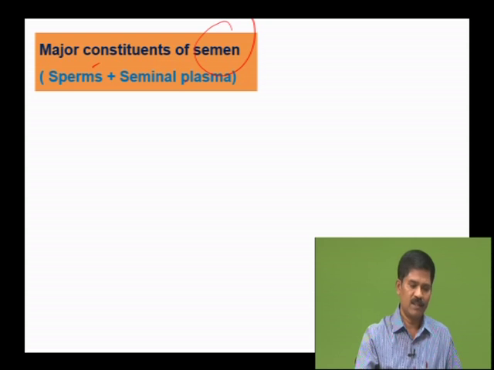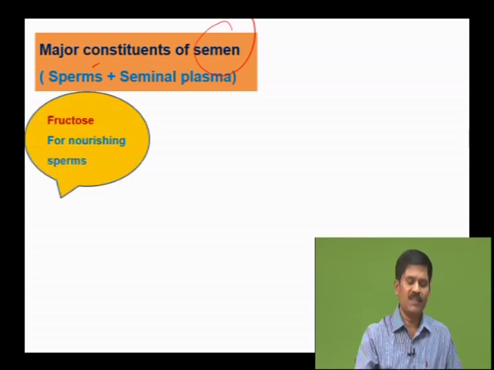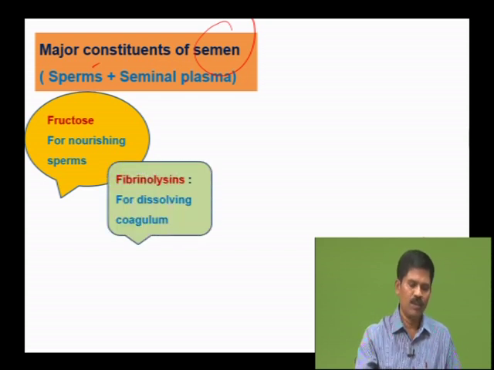What is the composition of the seminal plasma or semen? Semen is rich in fructose for nourishing sperms. It is rich in fibrinogen, a clotting factor for forming coagulum inside the vagina. We know that when sperms are released into the vagina, the semen clots. This is known as coagulum. Formation of coagulum requires this fibrinogen. After some time, the coagulum dissolves with the help of an enzyme called fibrinolysin. So fibrinolysins help in dissolving the coagulum present inside the vagina.